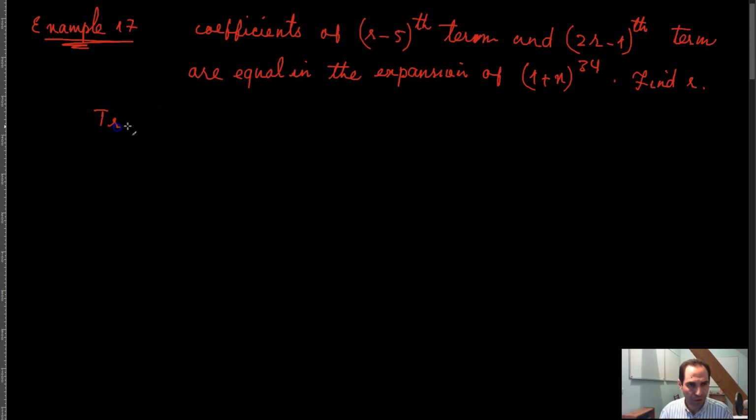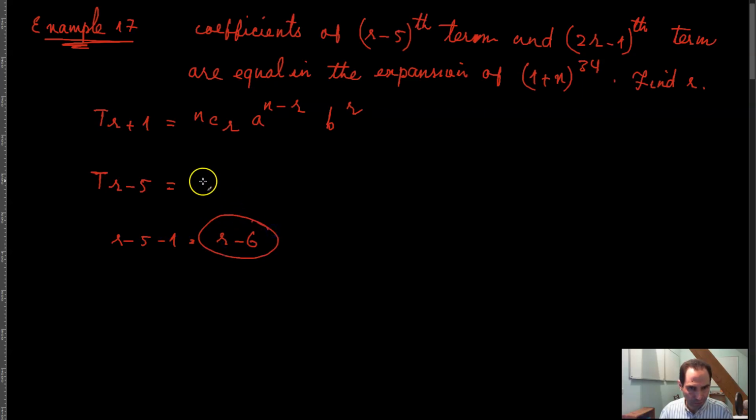You know that T of r plus 1 in general is equal to n combination r, a raised to the power n minus r, b raised to the power r. And so T of r minus 5: here your r would be 1 less than this, so r minus 5 minus 1, which is r minus 6. So that would be n combination r minus 6.